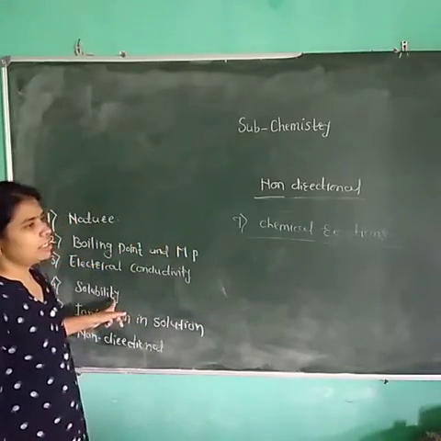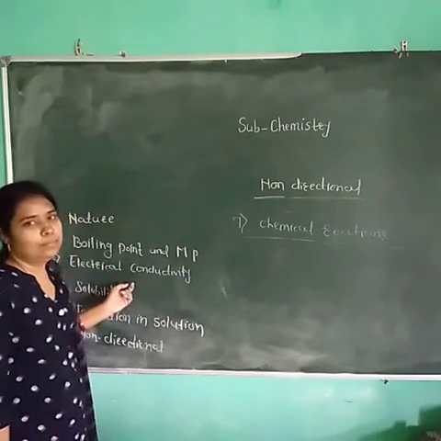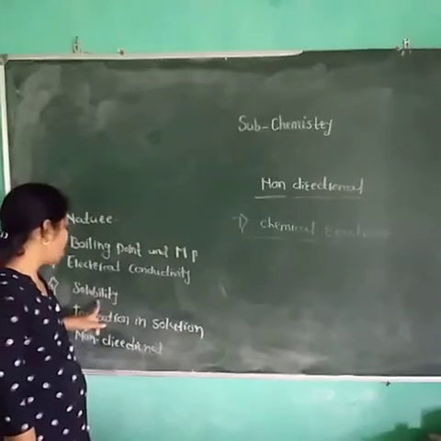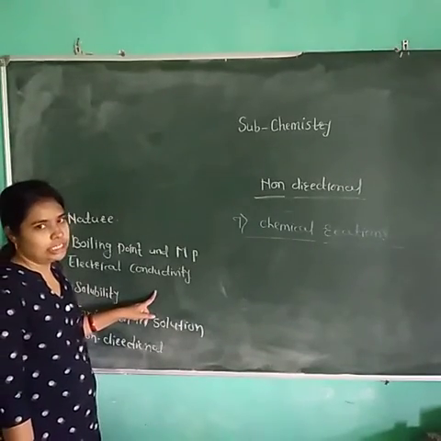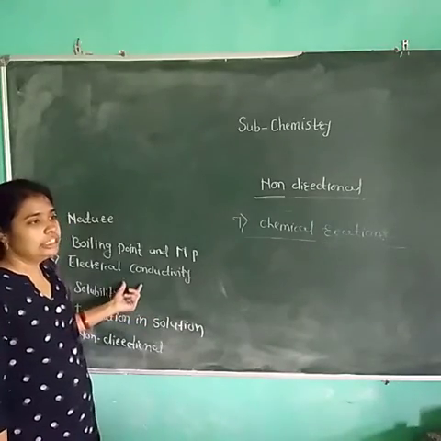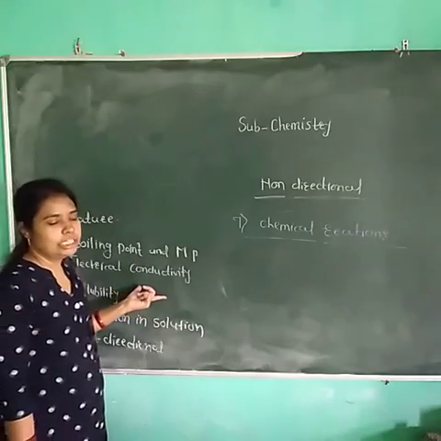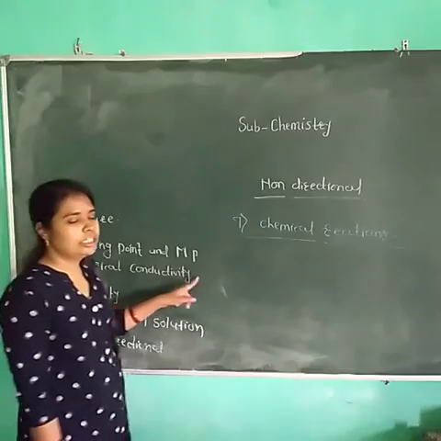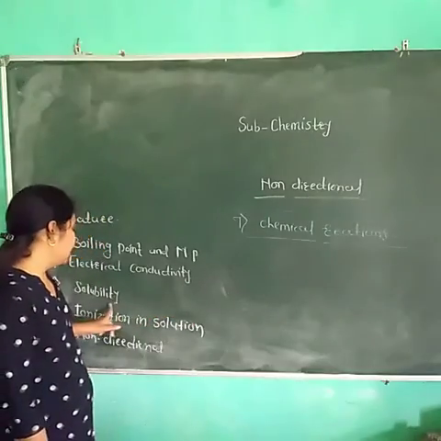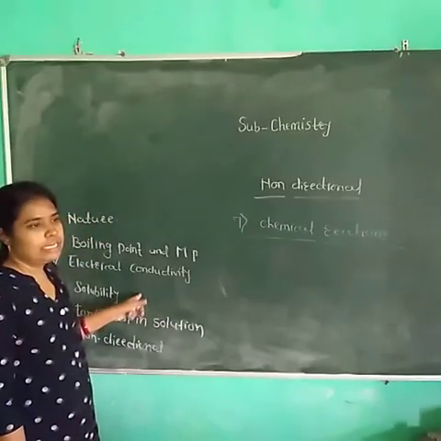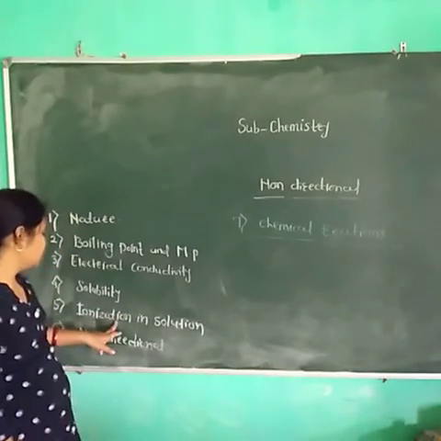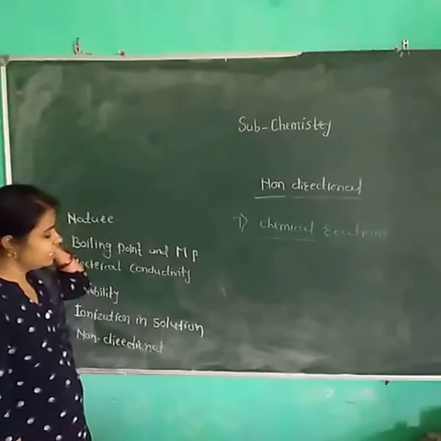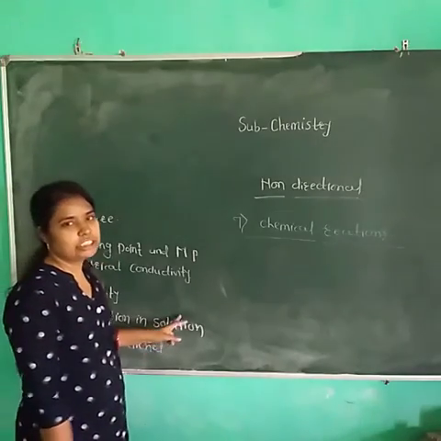Then the solubility. On the ionic compound, the solubility is very high in the case of the molten state. When it is dissolved in water, the solubility increases, and it is always soluble in water. It is insoluble in organic solvents, such as aniline, polymer, etc. The fifth one is ionization in solution.